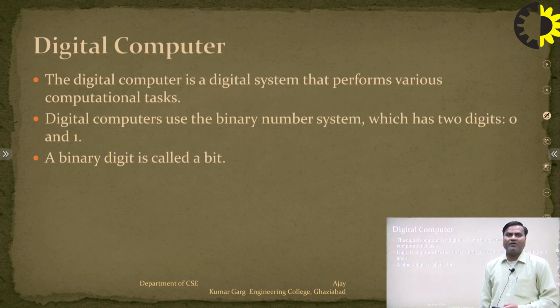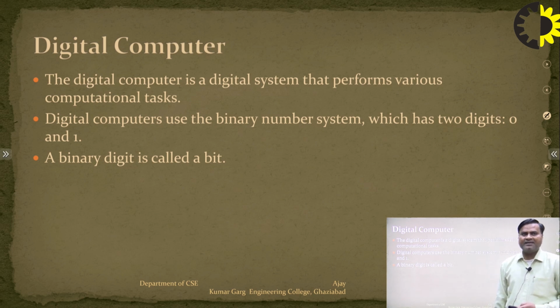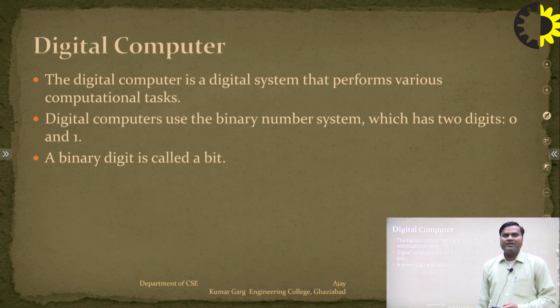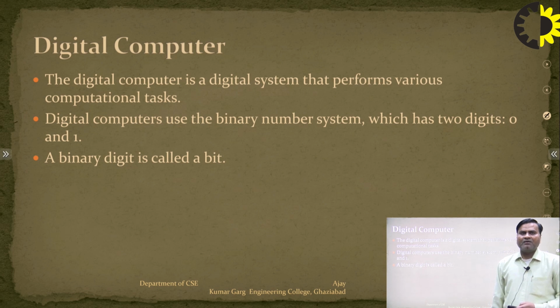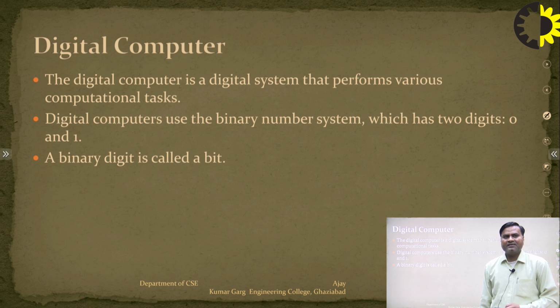Next, we talk about the digital computer. This is also a basic part. A digital computer is a digital system that performs various computational tasks. A digital computer uses the binary number system, which has digits 0 and 1, and a binary digit is called a bit.